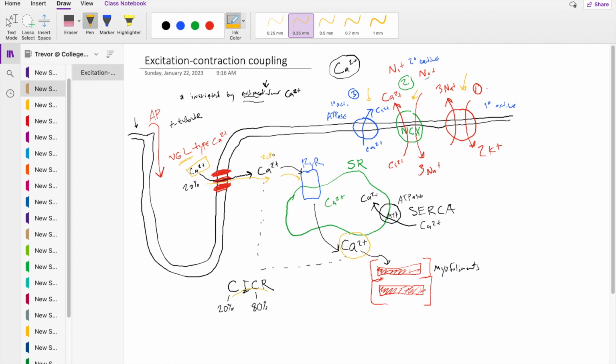20% incoming calcium from extracellular sources leads to 80% release from the sarcoplasmic reticulum. Calcium comes along, binds the troponin, pulls the tropomyosin out of the way, and allows for interaction of contractile components, and we get physical shortening of the cell, or contraction. Okay? At the end, we get that calcium back into the sarcoplasmic reticulum via the SERCA pump.